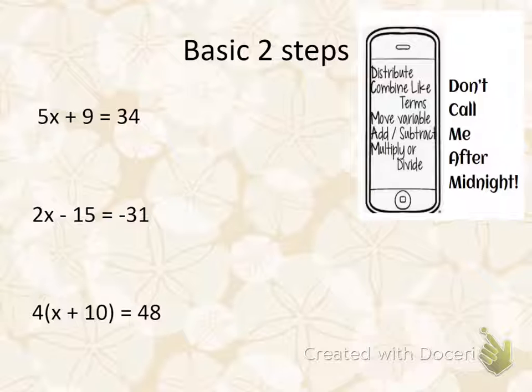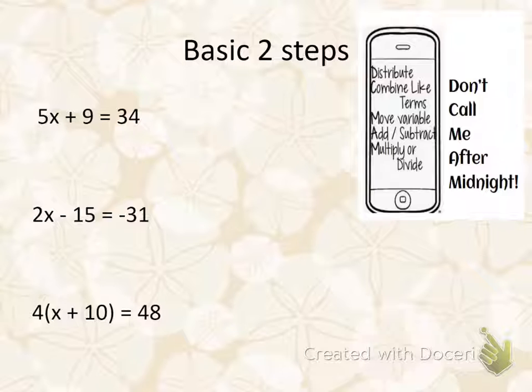Now, the first question is, let's go through our list. Do we have anything to distribute? Is there any distributive property? No distributive property, right? It would have a parentheses and a number outside of parentheses. So no distributive property. Do we have any like terms to combine? No like terms to combine. We don't need to worry about moving the variable then because we have it all on one side.